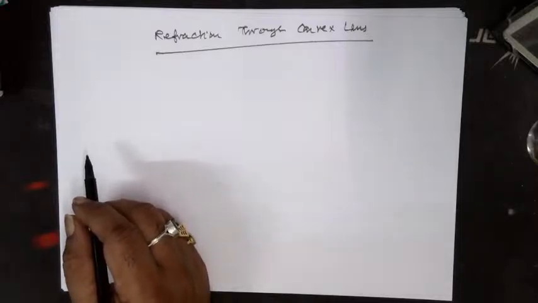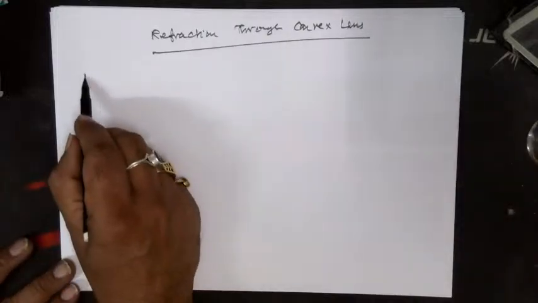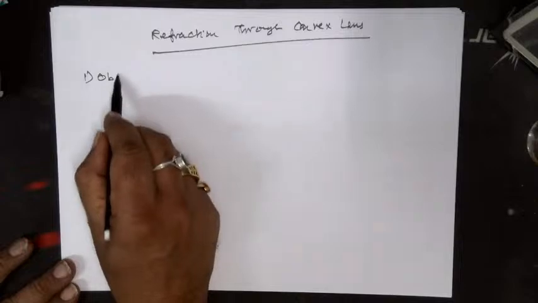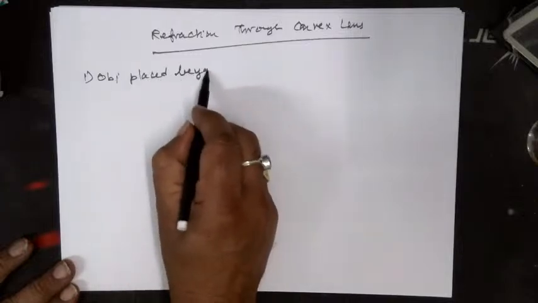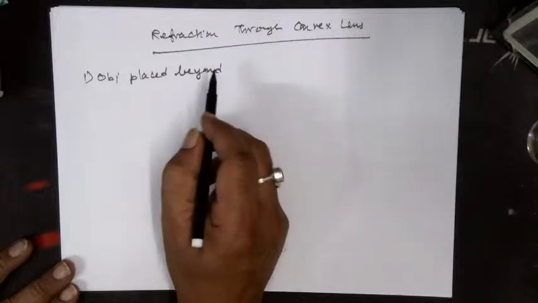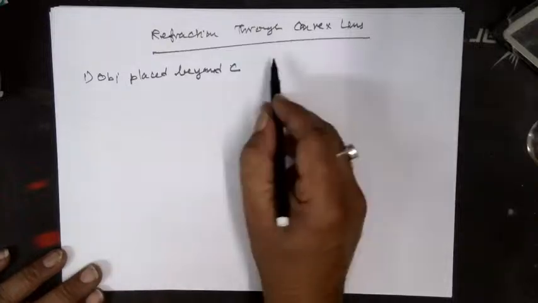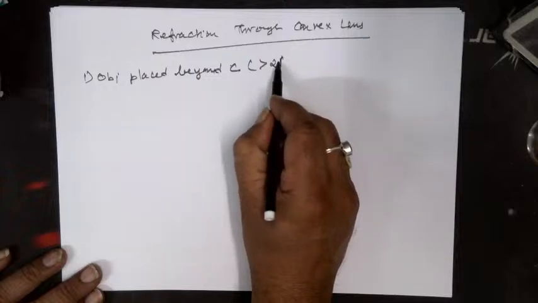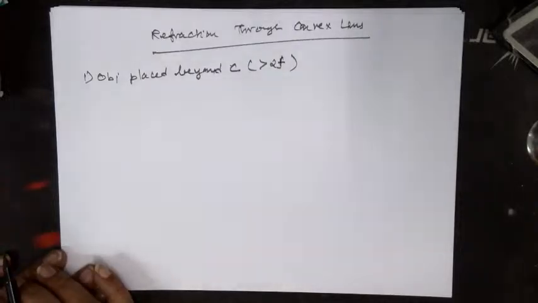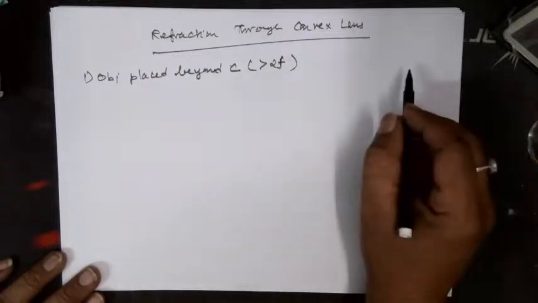Object placed beyond C. One, object placed beyond C, that is greater than 2f, because we know the radius of curvature is equal to twice the focal length.